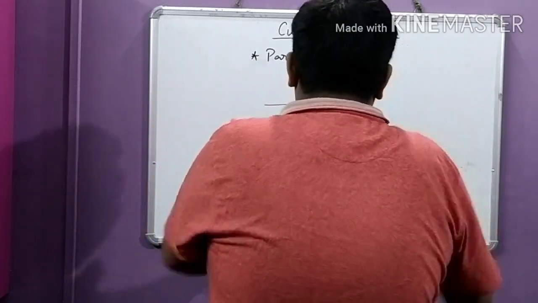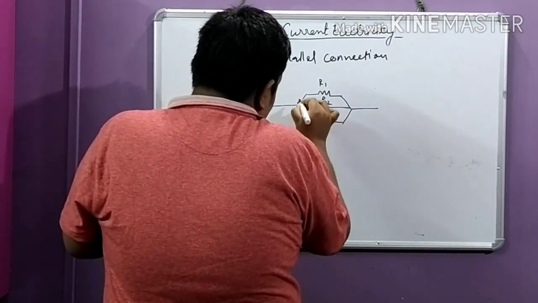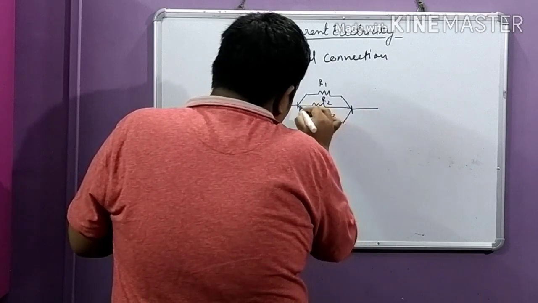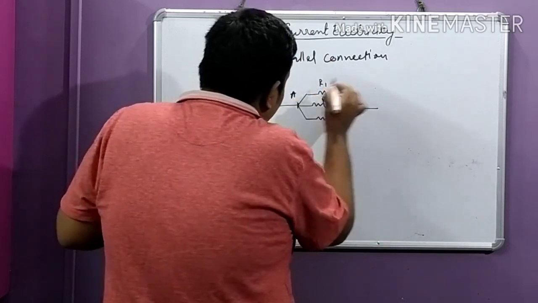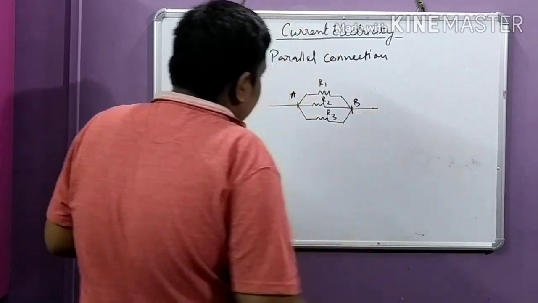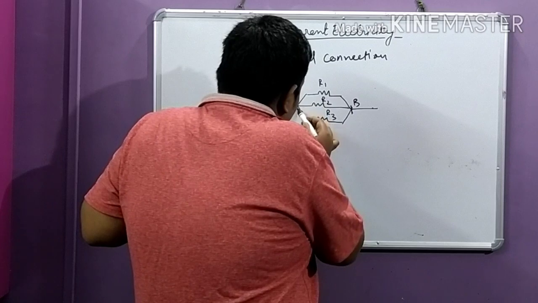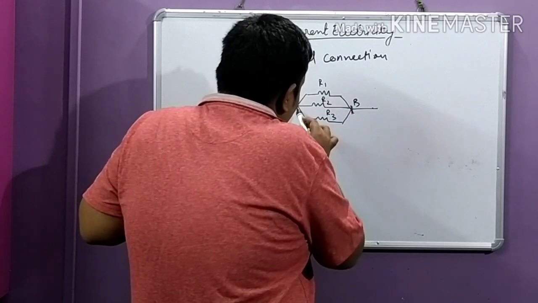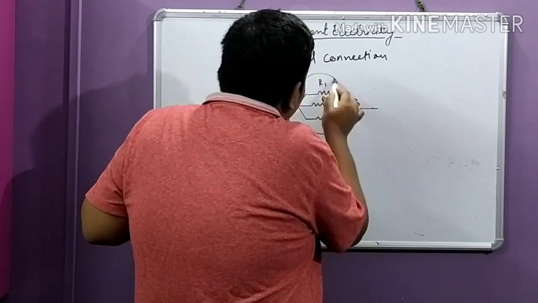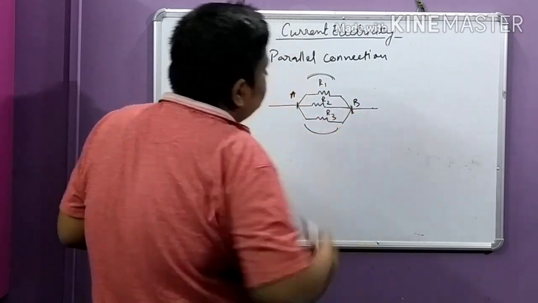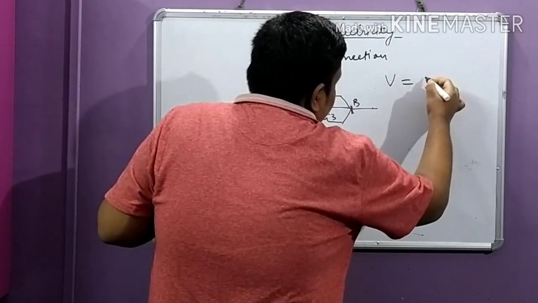Now, the most important part of the parallel connection is that all the resistors are connected across the same two ends of the wire. If this is A, this is B. So what will be the potential difference between A and B? That will be the potential difference across all the three resistors. So here V will be the same.